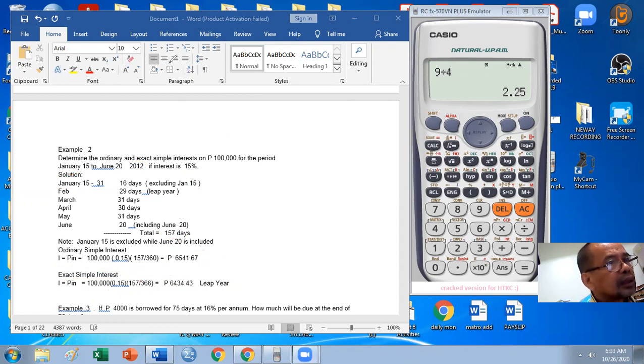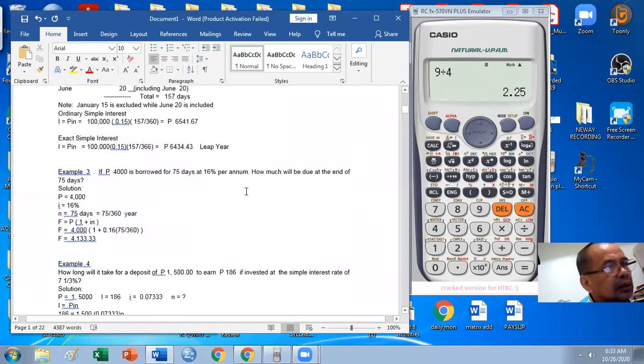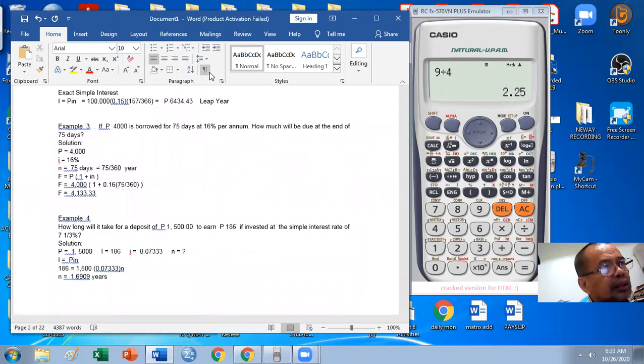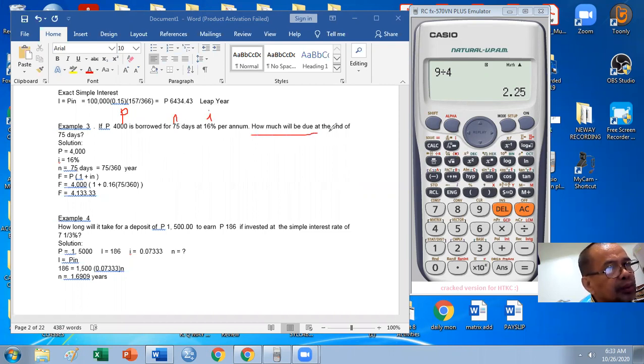Next, sample 3. If 400,000 is borrowed for 75 days at 16% per annum, this is your principal, this is your N, the number of days, which is to be converted to years, and this is your I. So, using the formula, how much will be due at the end of 75 days? We just use this formula, F is P times 1 plus IN. So, F is 400,000 times 1 plus 0.16 times 75 over 360.